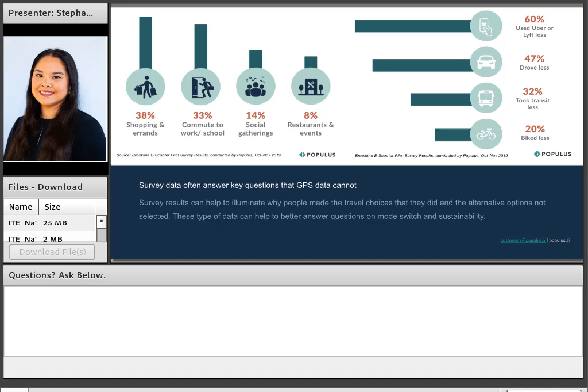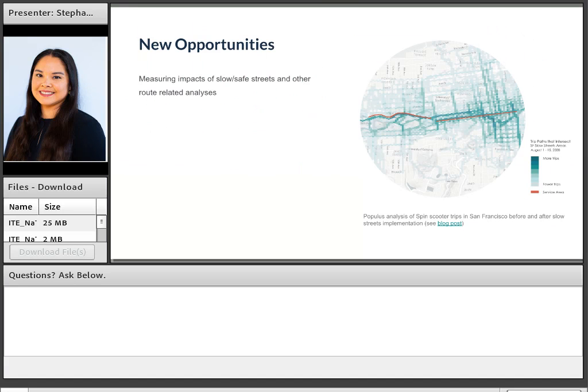GPS data can't tell you why people use a scooter. Where were they going? You can kind of make some assumptions based on location, but it's challenging. It's nice to have some validation external to that. So survey data can help illuminate why people are making the travel choices they did and maybe better answer questions about mode switch and potential benefits from an environmental perspective. So I like to say that it's a good supplementary data collection.